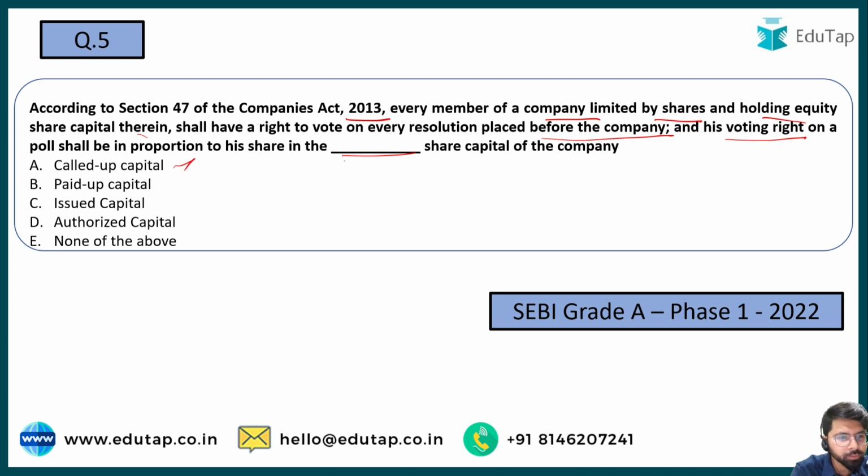Is it the called up capital, paid up capital, issued capital, authorized capital, or none of the above? So friends, I want you to pause at this particular point of time and think for yourself. I hope you would have done that. The correct answer here is option B, that is paid up capital.